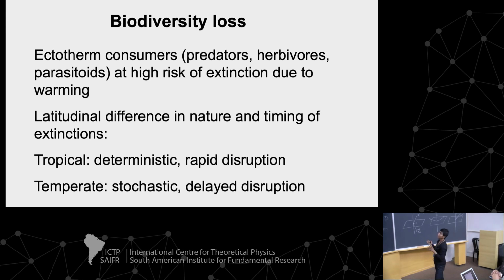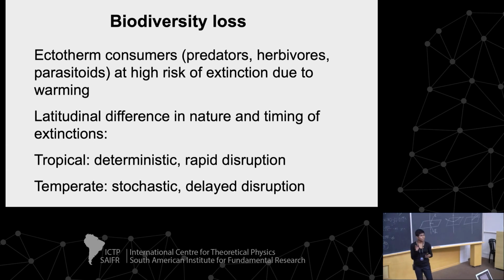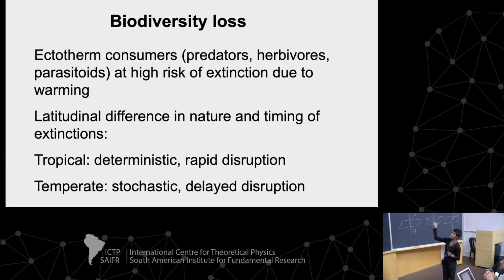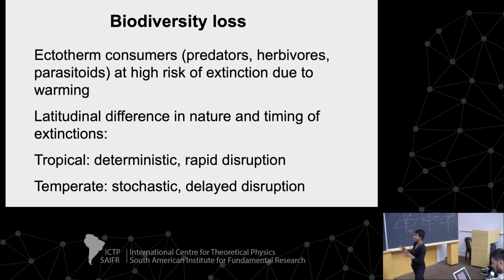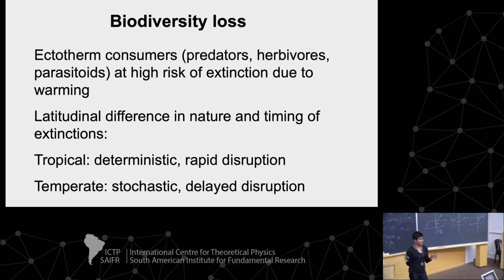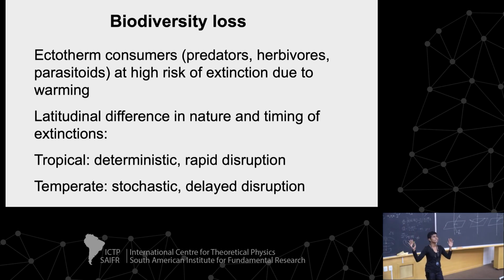warming. These could be predators, herbivores, parasites, but what is really interesting is that there is a latitudinal difference in the nature and timing of these extinctions. In the tropics, you would expect to see deterministic extinctions that would lead to immediate disruption of species interactions. The consumer would go extinct, and you have no more interaction.